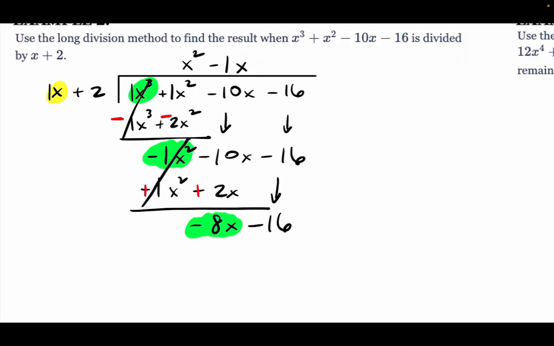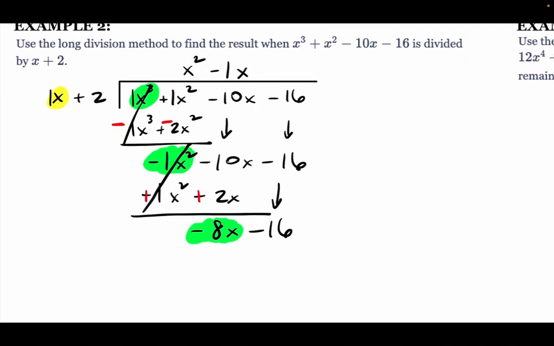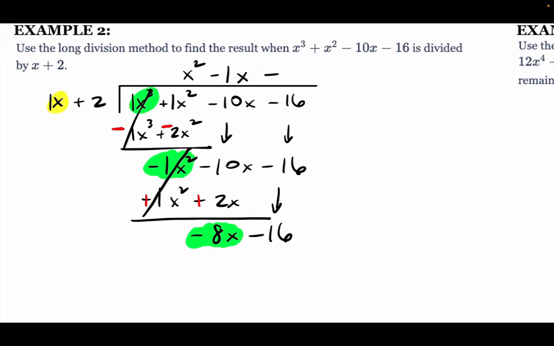Okay. I got to make 1x into negative 8x. Well, I don't need any powers of x. I just need to multiply by negative 8. Negative 8 times 1 is negative 8x. Negative 8 times 2 is negative 16. They're both negative, so don't forget to change the sign.